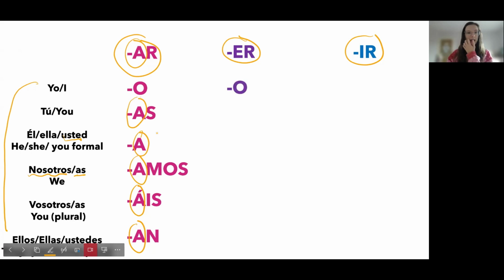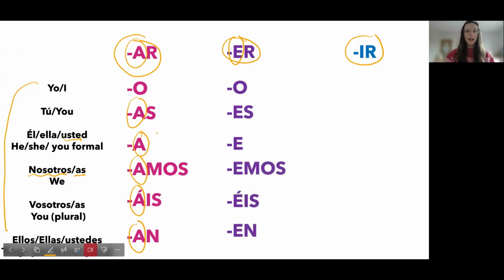The good thing is that for the I person, it always ends in O in present tense, no matter what the ending. So let's look at ER. ER, we have the E. So the E is going to run through it. So it's a similar sort of idea. Es, emos, en. But instead of a, we've got e, which is going to run through it. So that's an easy way to remember that one.